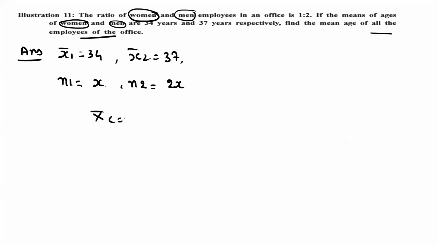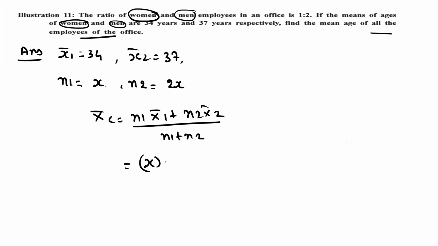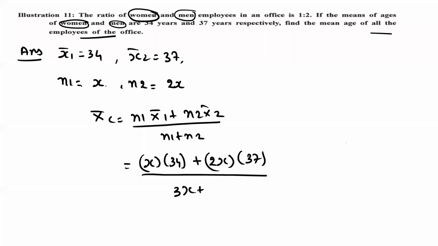What is the formula we have to write? N1 x bar 1 plus N2 x bar 2 upon N1 plus N2. In N1, what we have to write? x into 34, plus 2x into 37. N1 plus N2, what we have to write? x plus 2x is 3x. We can write directly 3x also, no problem.